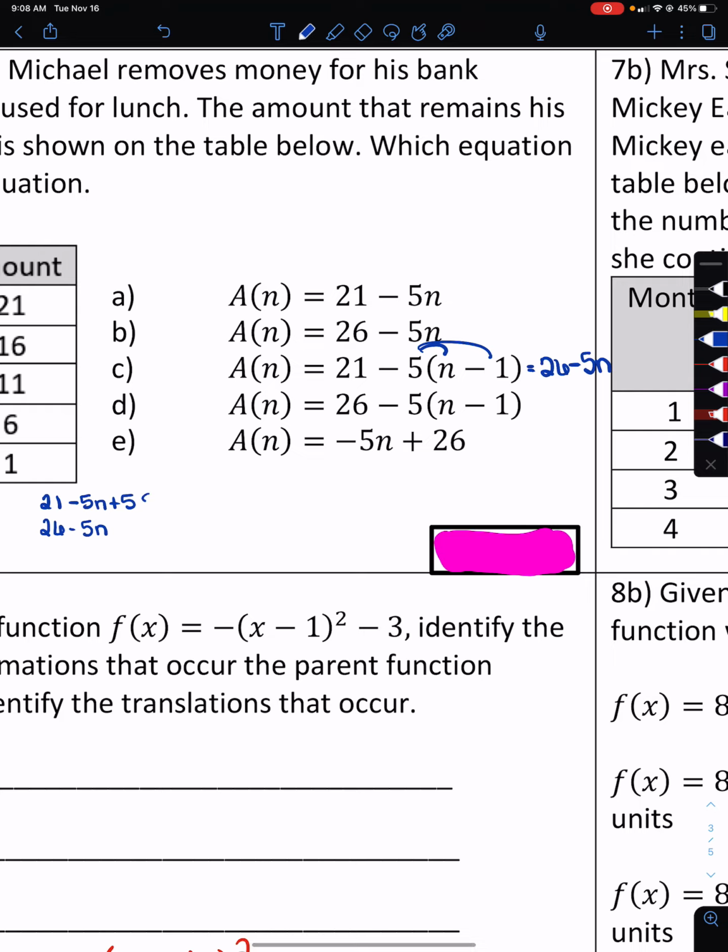All right, so then the second one, I'm going to take this negative 5n and distribute that. So I'm going to have 26 minus 5n plus 5. That would give me 31 minus 5n. And then I've got negative 5n plus 26.